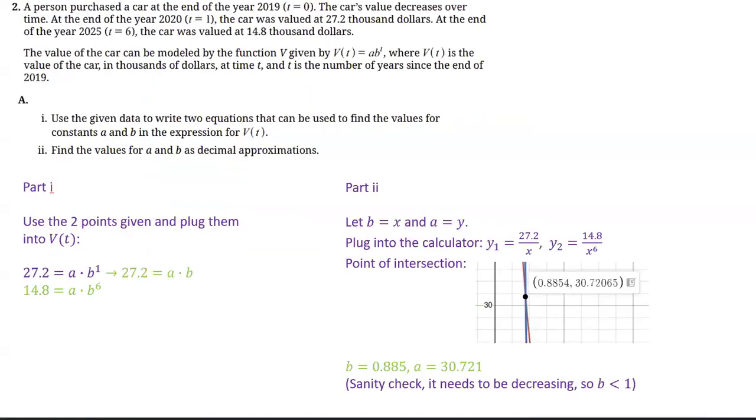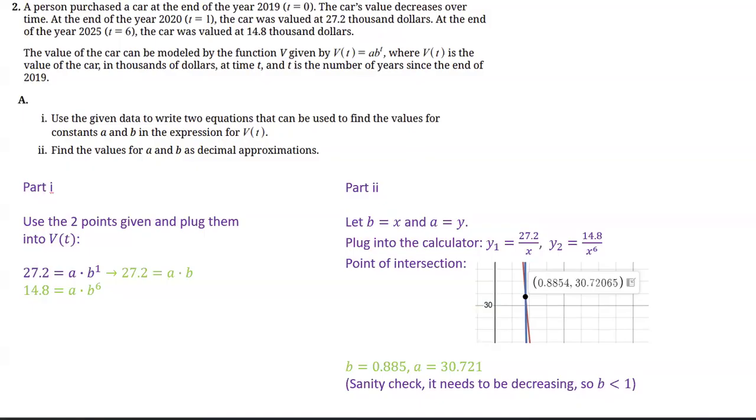All right, number two. A person purchased a car at the end of the year 2019, t equals 0. The car's value decreases over time. At the end of the year 2020, t equals 1, the car was valued at $27.2 thousand. At the end of the year 2025, t equals 6, the car was valued at $14.8 thousand. The value of the car can be modeled by the function v, given by v of t equals a times b to the t, an exponential function, where v of t is the value of the car in thousands of dollars at time t, and t is the number of years since the end of 2019. Lots of words. Usually you can skim a lot of that.